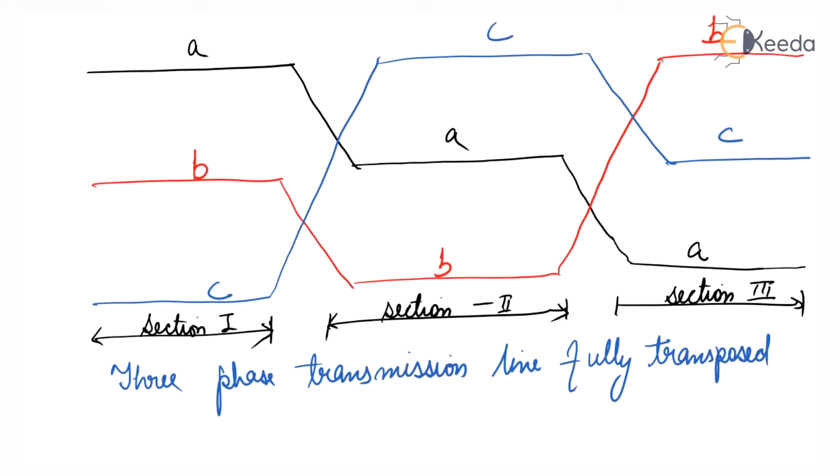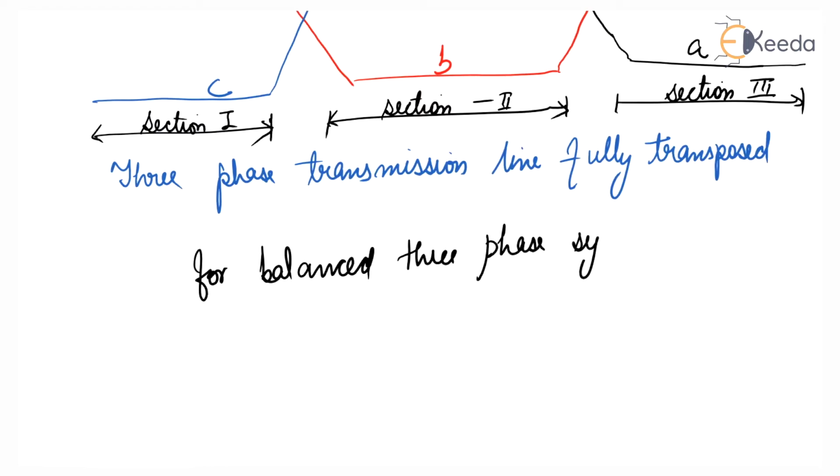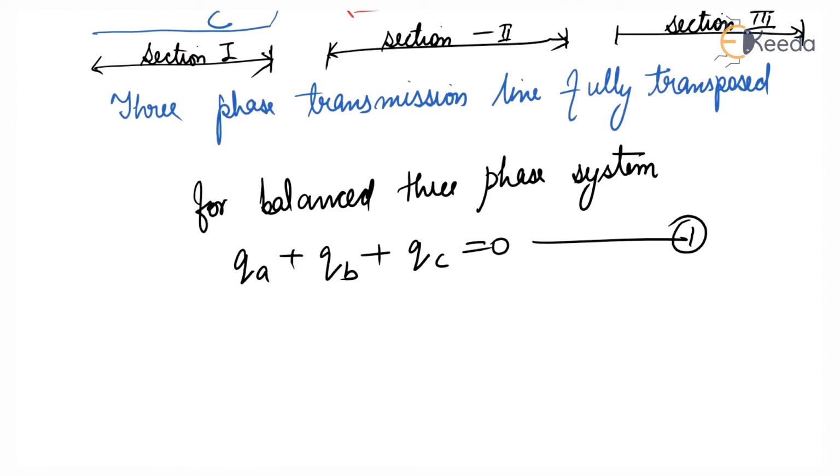Now for a balanced three-phase system, QA plus QB plus QC is equals to 0. This is equation number 1, like current IA plus IB plus IC is equals to 0, assuming no neutral for a balanced three-phase system.